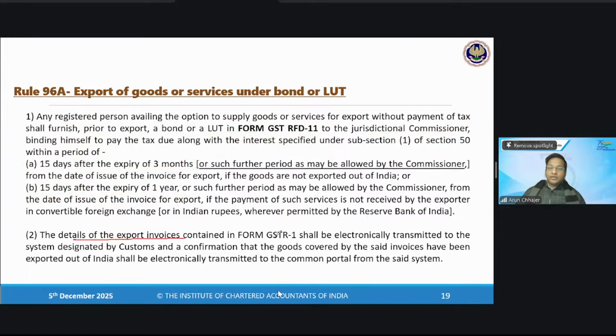The details of the export in GSTR1 are electronically transmitted to the system designated by the custom. What is the name of the software? The ICE gate. We normally call it ICE gate. Okay. So the data from GSTR1 that we are reporting goes to the custom and it will match. If both match each other, then there will be some export entries, etc. That will be later on. But here I am saying the details of the export invoice contained in GSTR1 are electronically transmitted to the custom for matching.